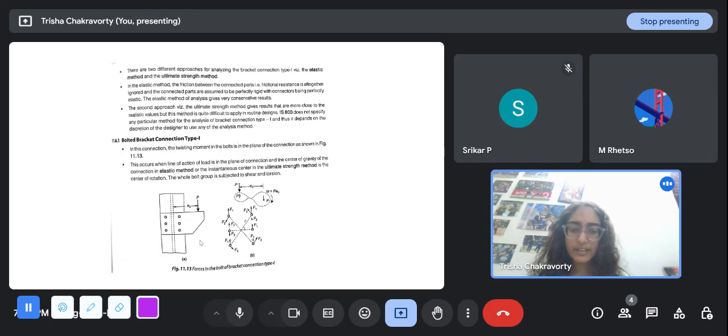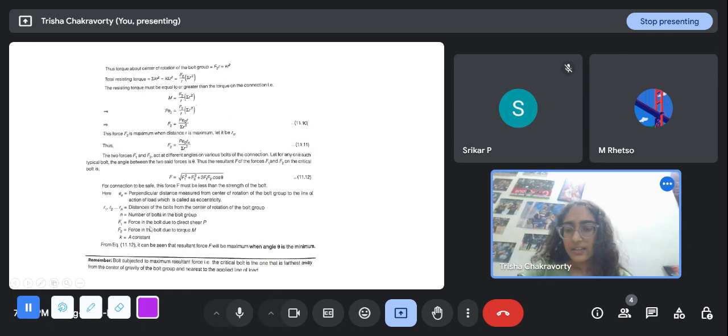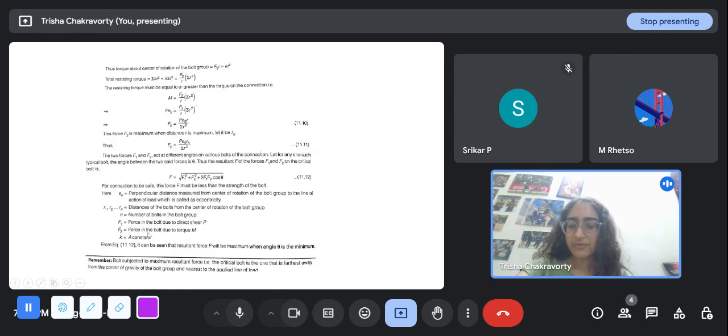Okay, I was wrong about one thing. The R is not the perpendicular distance, it is the radial distance. So the center of gravity is one point, and R is the distance between the center of gravity and the bolts. So this is R, like that. N is the number of bolts. F1 is the force in the bolt due to direct shear, and F2 is the force in the bolt due to torque, and K is a constant.